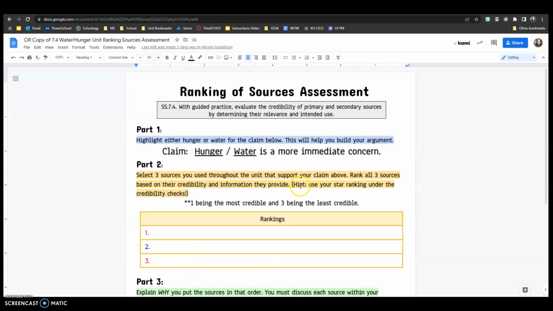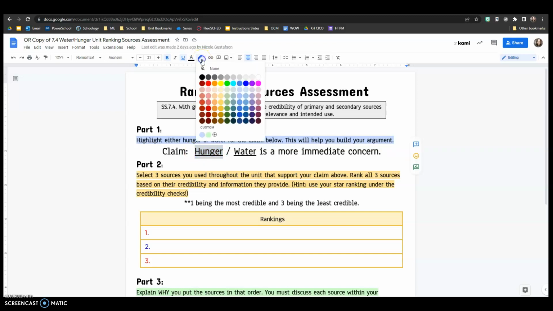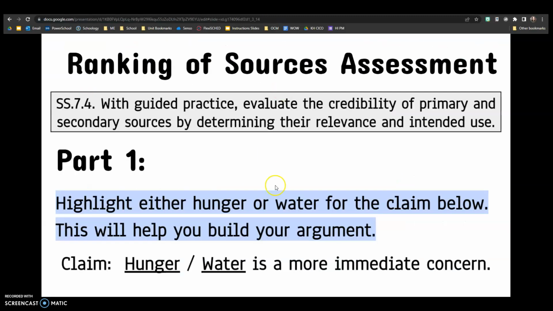And just a reminder, highlighting, you're clicking and dragging over the word. You're going up here to this pen symbol or paintbrush symbol by the text, and you can highlight it in whatever color you want. That's fine. Then we're going to go to part two.